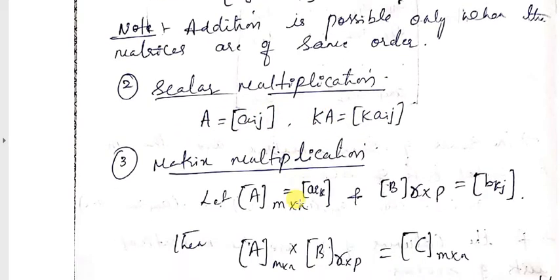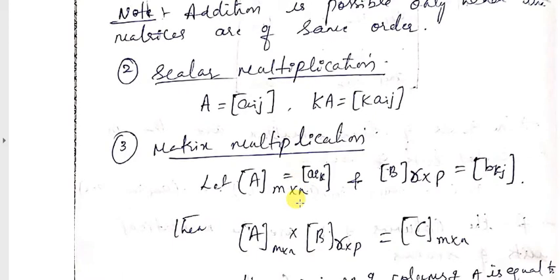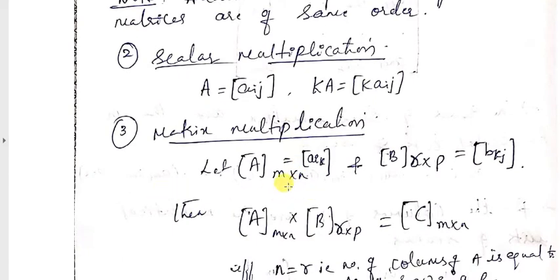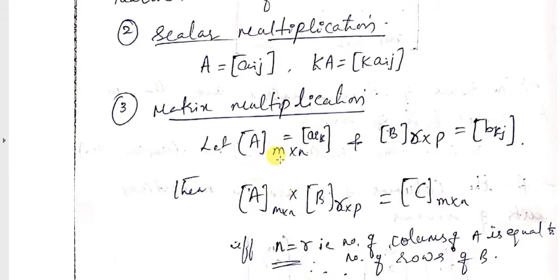Next, how will matrices be multiplied? In multiplication of two matrices, the number of columns of the first matrix must be equal to the number of rows of the second matrix. Only then will the multiplication happen. Let A be a matrix of order m cross n and B a matrix of order r cross p. Then AB can be multiplied if and only if the number of columns of A equals the number of rows of B. The multiplication gives another matrix.